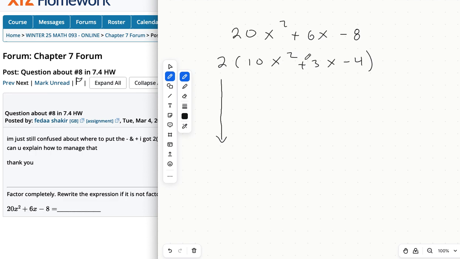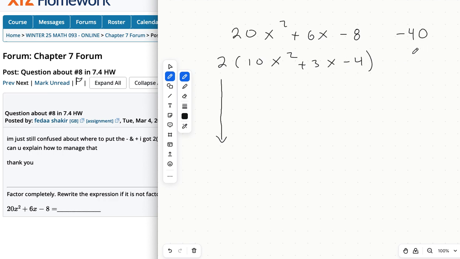If this is just an x squared, we'd be kind of the same thing. What multiplies to negative 4 and adds to be 3? But with this number in front, now I have to account for that number. So what we do is we do a times c, or the first times the last, 10 times negative 4 to get negative 40.